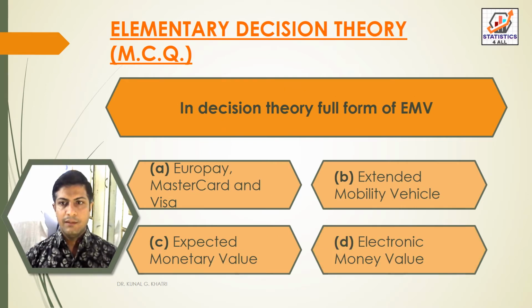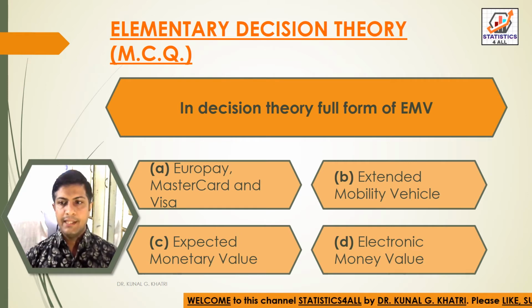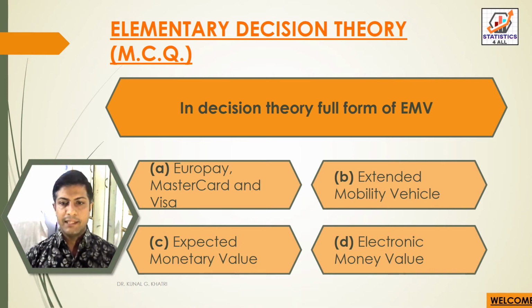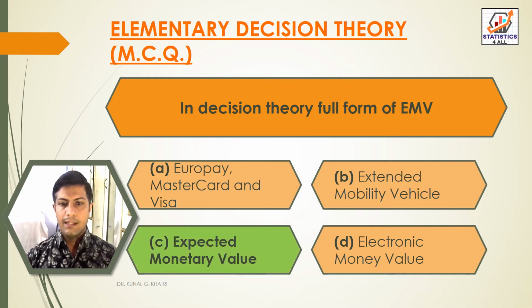Next question, in decision theory, full form of EMV. Option A, Europay, Mastercard and Visa. Option B, extended mobility vehicle. Option C, expected monetary value. And option D, electronic money value. So here we have answer option C, expected monetary value, is the full form of EMV in decision theory.